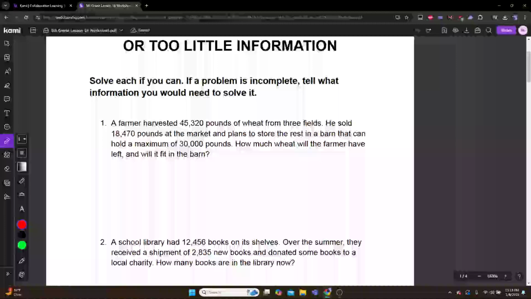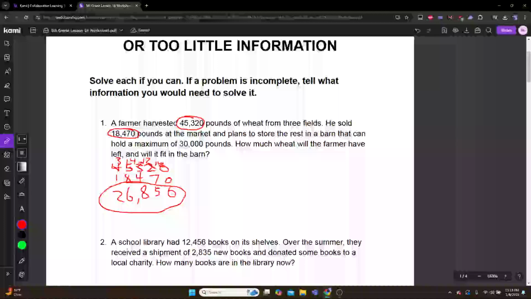So basically, we know that there's a total of 45,320, and then he sold this amount, so we would subtract these two. So we see how much we have right now. So if we subtract this, just 8, 14, 6. Okay, so we have 26,850 right now, but that's not what the question is asking.